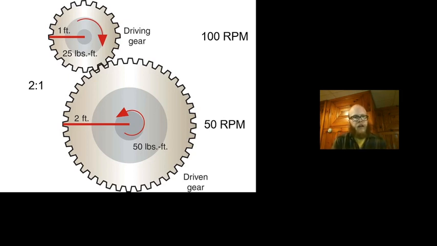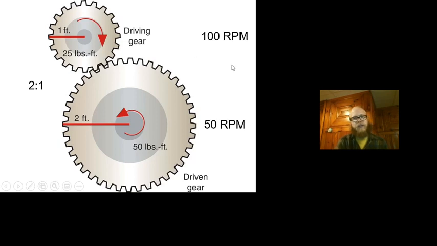Here we have a 2-to-1 gear ratio, and they're saying I've got 25 pound-feet, which is technically the correct way of speaking. Instead of saying foot-pounds, we're supposed to be saying pound-feet, but it just doesn't sound right because nobody says that, right? But I have 25 foot-pounds here, and I have 50 foot-pounds here, and that makes sense with the 2-to-1, right? 50 is twice as much as 25.